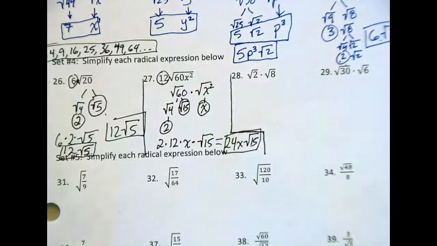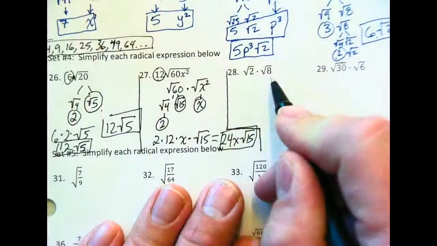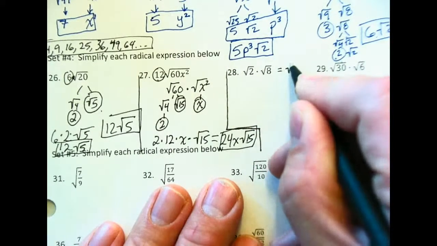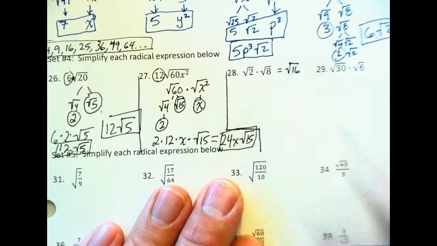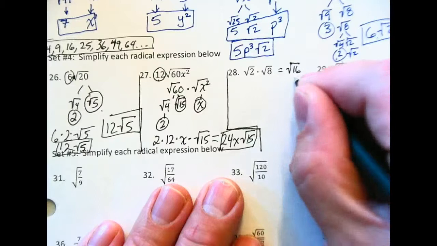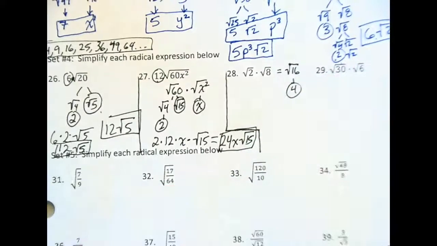Yeah. All right, so root 2 times root 8. What is root 2 and root 8? What is it? Yeah. Root 16. You can multiply them. That's root 16. And what's the root of 16? That is 4. That's the easiest way to go.